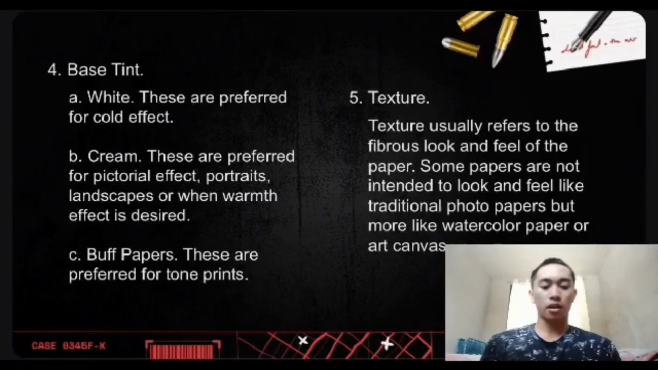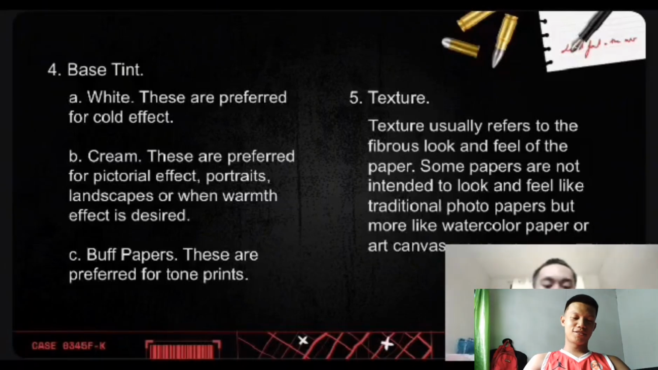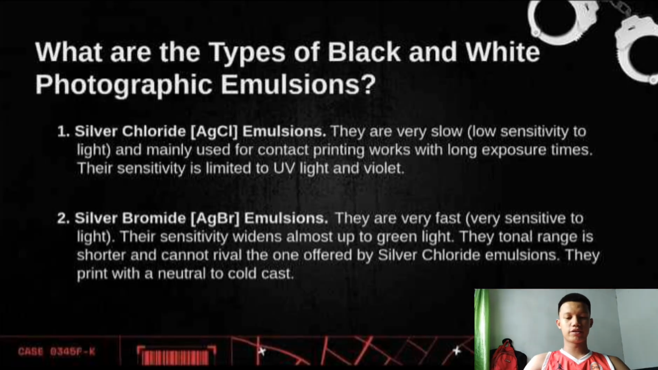Mao ang kalayan nila. What are the types of photographic paper emulsion? Silver chloride emulsion. They are very slow, of low sensitivity to light, and used for contact printing. Works with long exposure times. Their sensitivity is limited to UV light and violet.